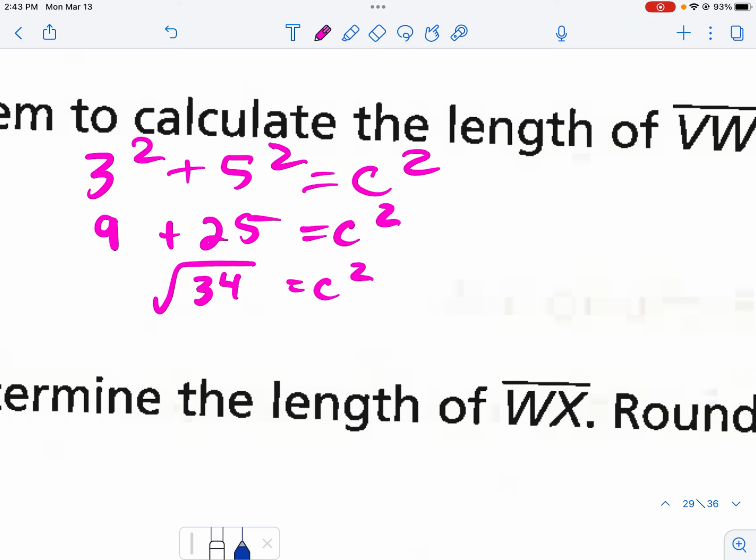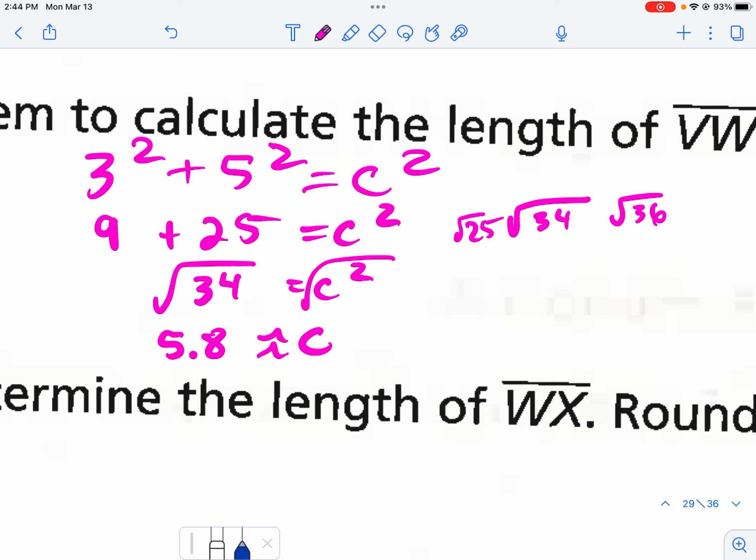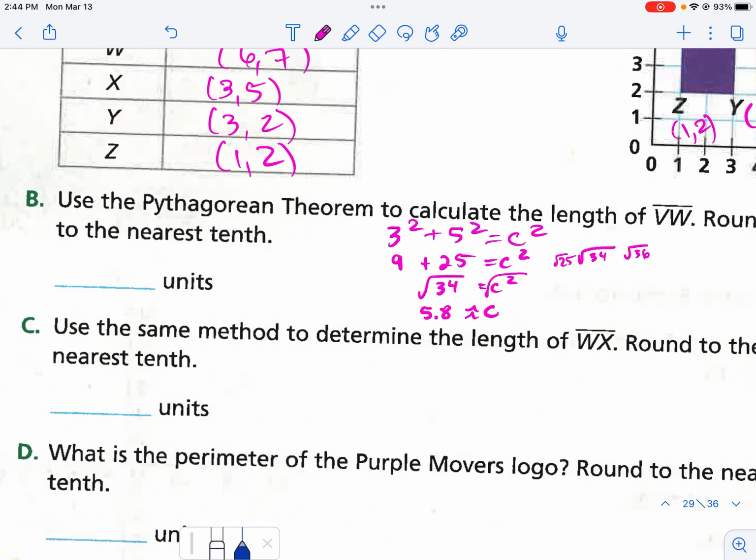Take the square root of both sides, and I'm going to get c is approximately, now let's think about it. 34 is between the square root of about 25 and 36, but it's closer to 36. So I'm going to say 5.8-ish. Okay, I'm just going to guesstimate that at 5.8-ish.